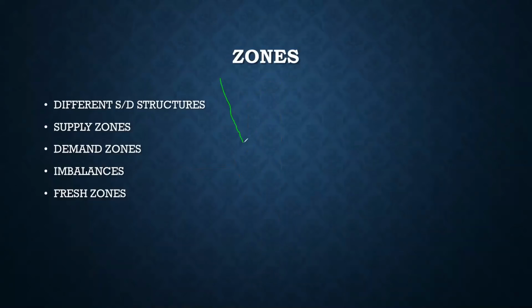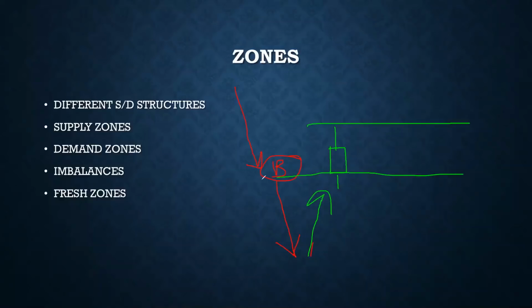Let's say price was dropping, caused a base, then continued dropping. Then price starts coming back up, and it forms some sort of zone here. Can somebody tell me why this zone isn't fresh? There's a base here, probably a candle here. It looks something like that. So someone tell me why this zone here isn't fresh.